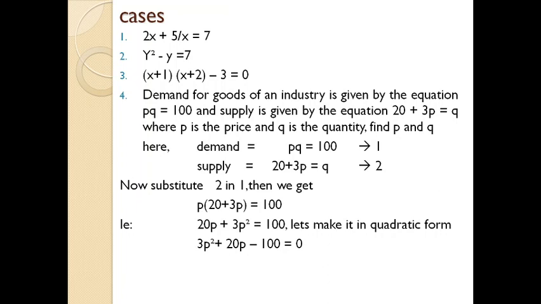In the previous steps, I know you are all familiar with the basic steps of the maths. Now we have arrived at a quadratic form: 3P square plus 20P minus 100 equals 0. Then apply the same in the quadratic equation and you will arrive at the answer. Just try it as homework, or in case of any doubts, just contact me.